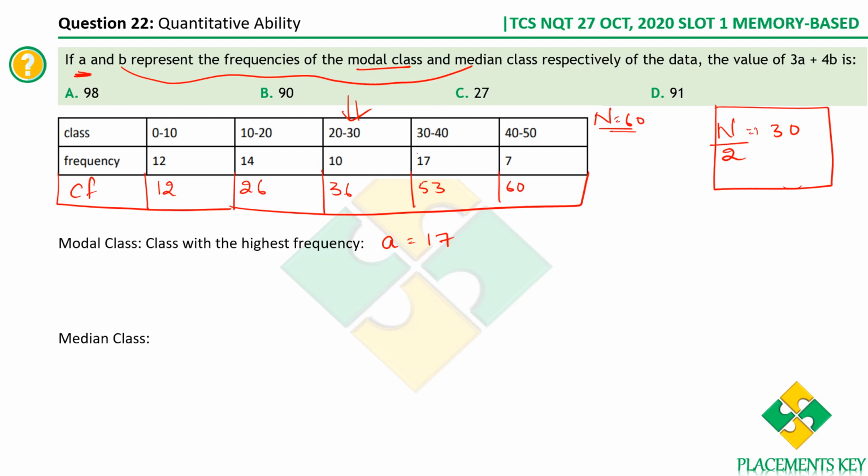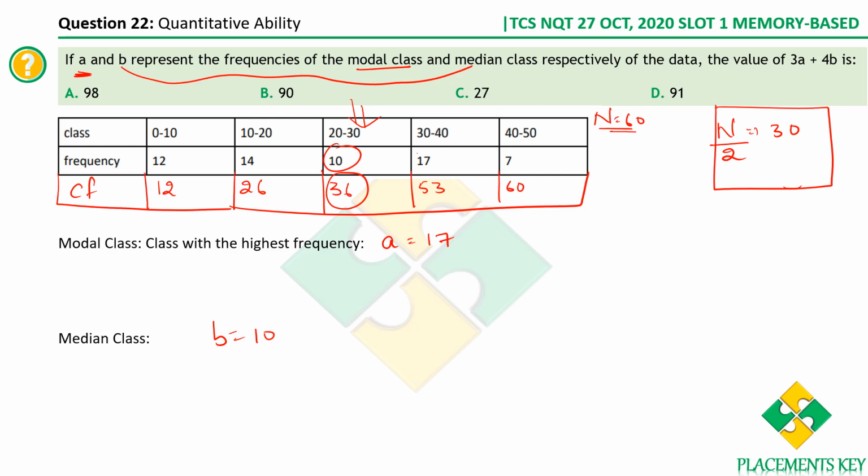Is it clear? See clearly what we are trying to do is the value 30 lies between these two, right? 26 and 36. Till here only 26 are covered. Therefore, the value 30 will be covered in this class, right? So therefore, this is called the median class. Okay. Now what did they say? They told that the frequency of the median class is B. Therefore, what is the value of B? The frequency of the median class. This is the median class, which is 36. The value is 10.